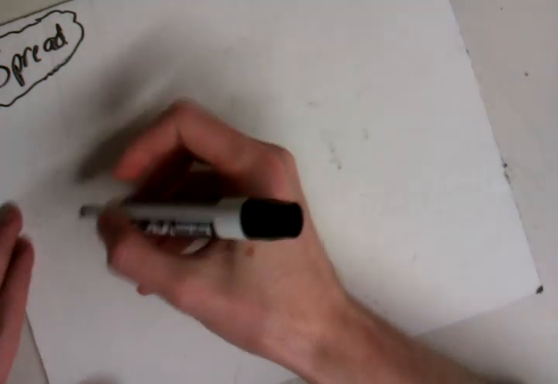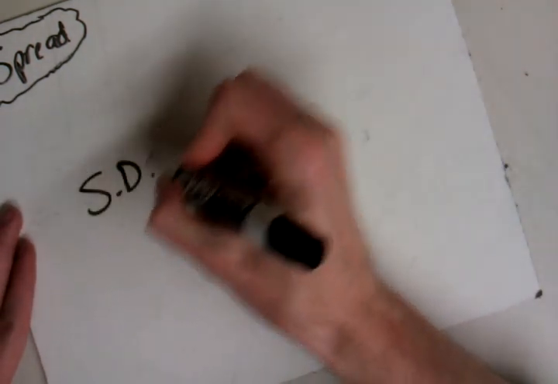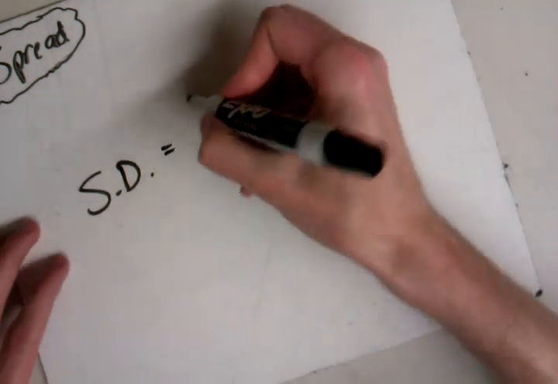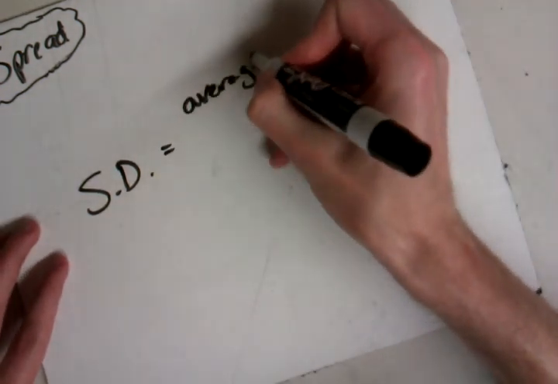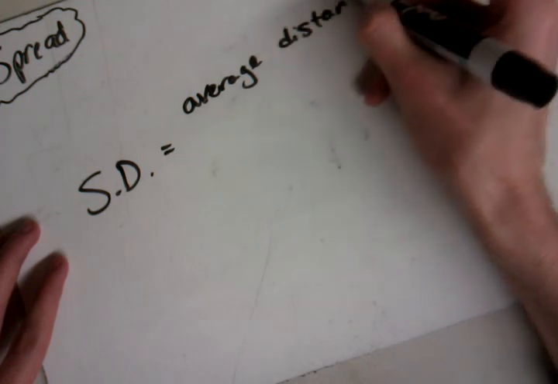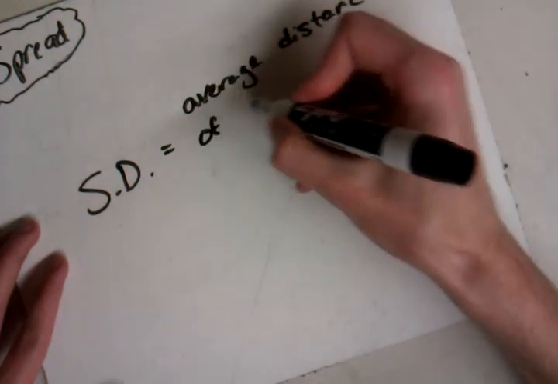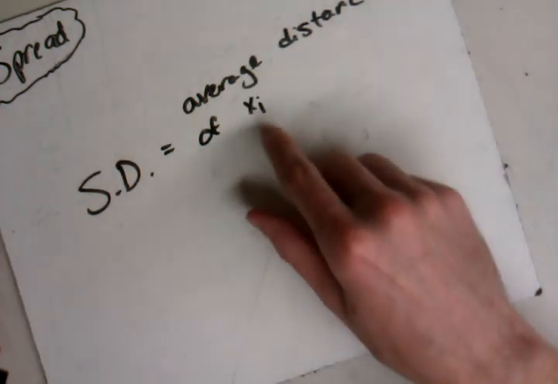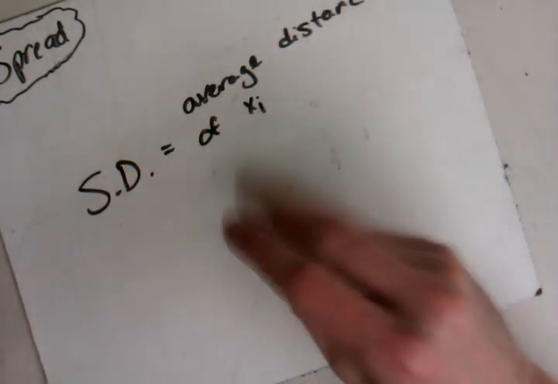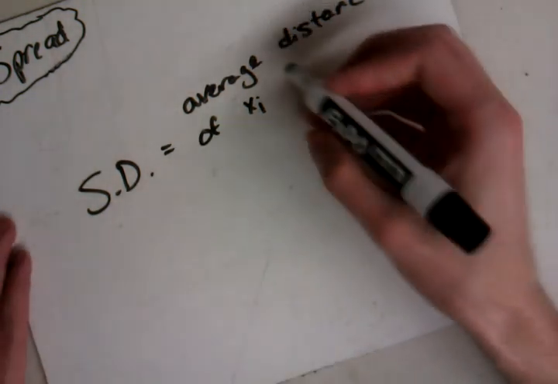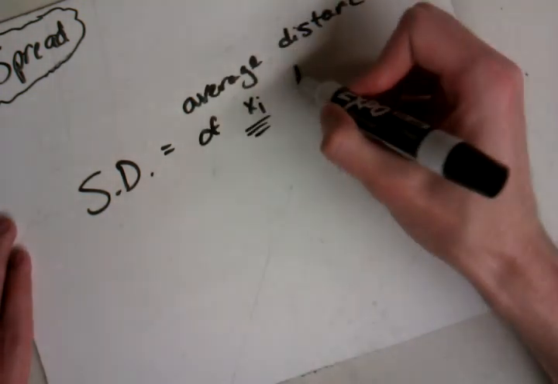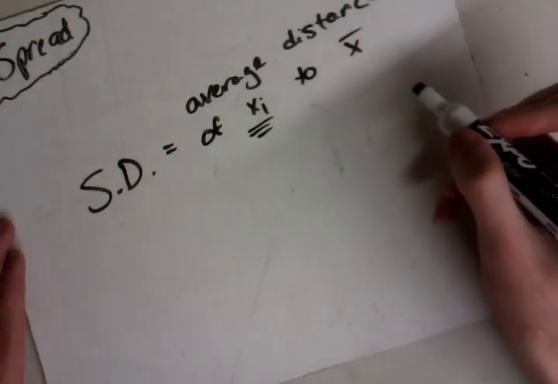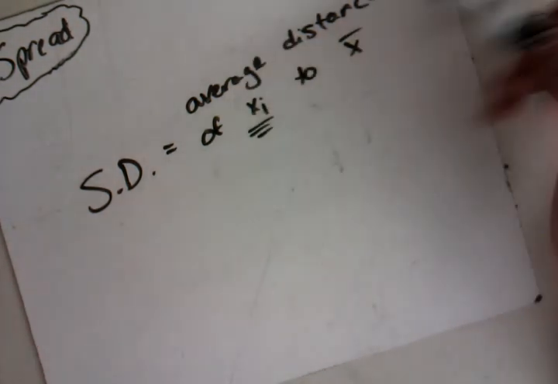Standard deviation has a really complicated formula. What you're basically doing is you're finding the average distance of each number in your data set. We'll say xi, because the first number will be x1, the second number in your data set might be x2, and so on and so forth, up to xn. You're finding the average distance of that number to your average. So you're averaging the distances to the average.